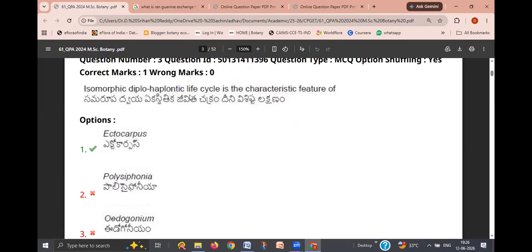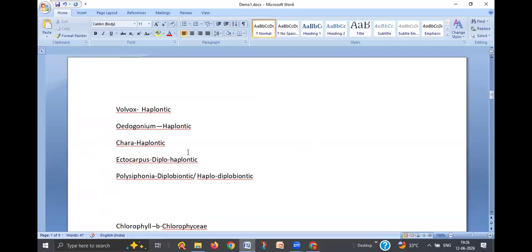And next, isomorphic diplohaplontic life cycle is the characteristic feature of. That is the question. In the algae, because usually in the beginning all the questions are related to algae. Next, fungi. Like that, they go in that order. So now our questions are related to algae. In the algae, you see there are different kinds of life cycles we observe. For example, Volvox. In the Volvox, except the zygote, all the stages in the life cycle are haploid. So that life cycle is called haplontic life cycle.